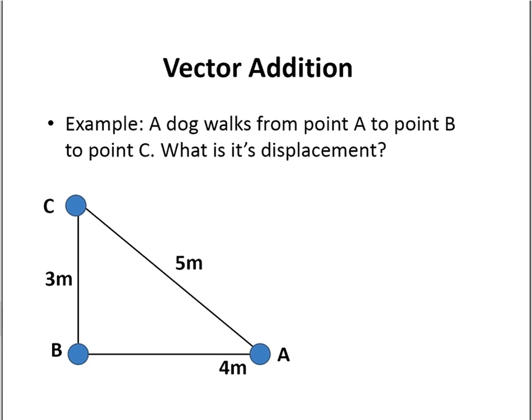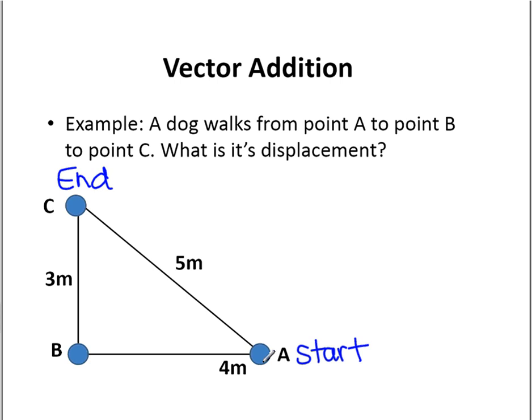We have a dog. It's going to walk from point A to point B to point C, and we want to find out what its displacement is. So point A is over here. This is our starting point for the dog. We have our locations of A, B, and C. We also have some distances between the 3 points. Here, point C will be where the dog ends.